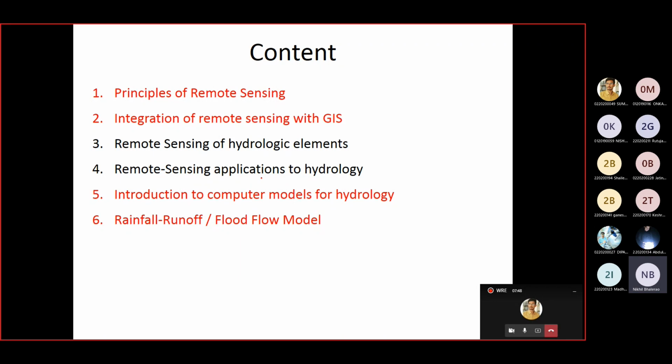For points number 5 and 6, we are going to have a few more sessions, maybe tomorrow or the day after tomorrow. These two points are the introduction to computer models for the hydrological part, and the development of the rainfall runoff model or the flood flow model using remote sensing data, and how we can make use of this data for developing the rainfall runoff model.